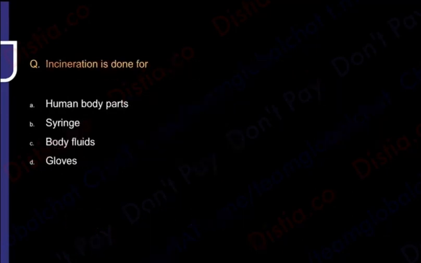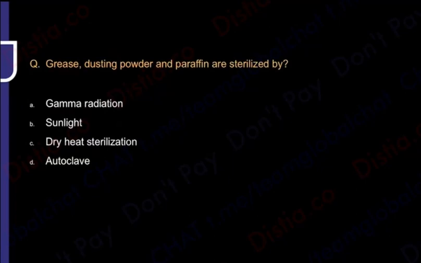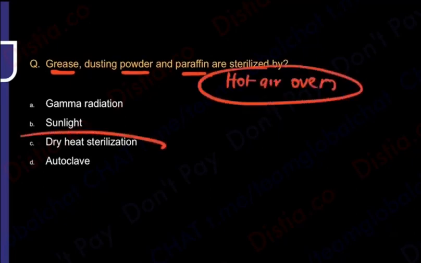Let's pick up one more. What is incineration done for? I told you, in your hospital, all the human and hospital waste goes into it. So that is what incineration is done for. Let's move on to the next. Anything greasy, powdery, waxy, jelly, all makeup products, and paraffin wax, all of that goes where, guys? I told you it goes into the hot air oven. Hot air oven is going to be a type of which sterilization? It is a dry heat sterilization.